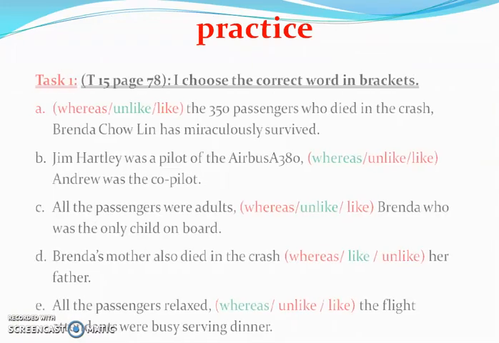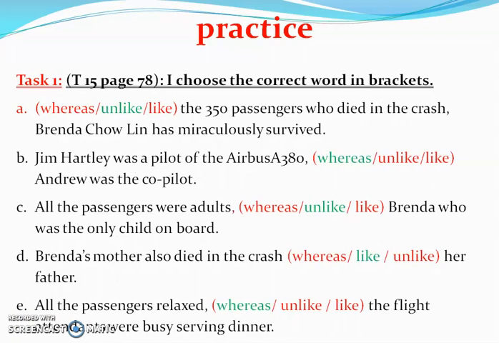Next phase will be practice. The first task is in your student's book, task 15, page 78. Choose the correct word in brackets. Learners will choose the suitable conjunction, like, unlike, or whereas in each sentence. The correct conjunctions are written in green.